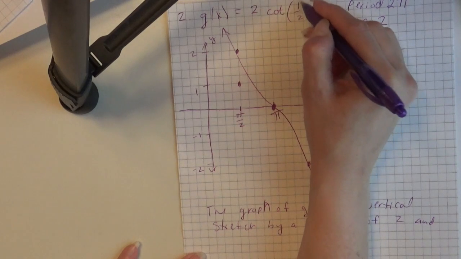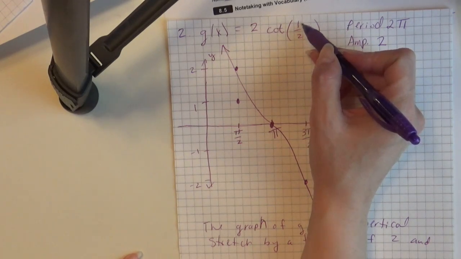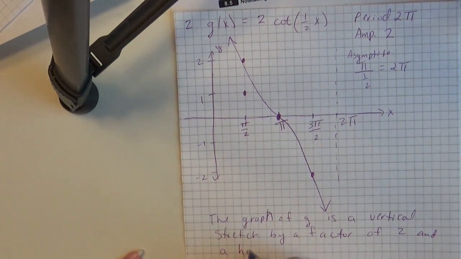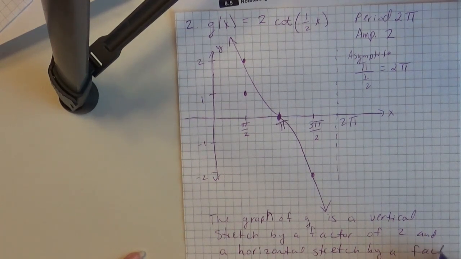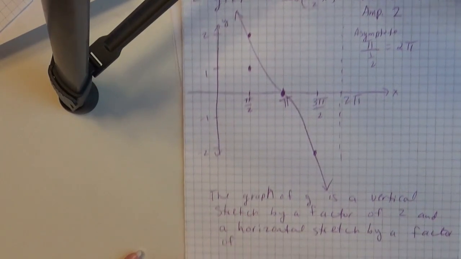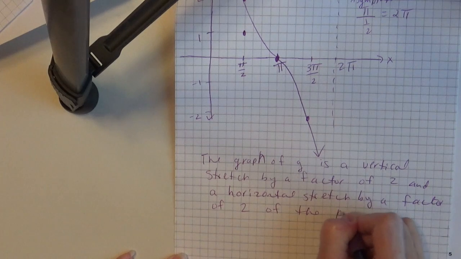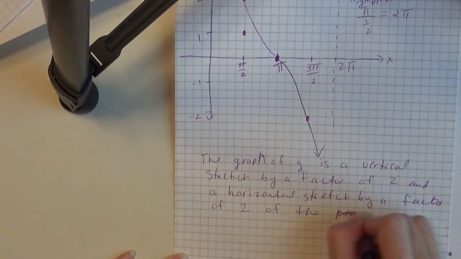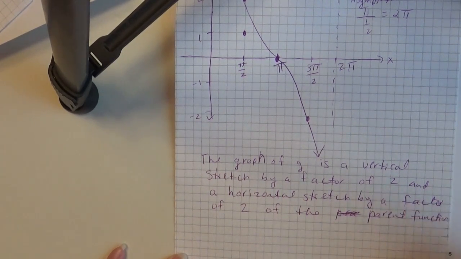and the 1/2 here means that we have a horizontal stretch and you do the reciprocal, so a horizontal stretch of 2, by a factor of 2, of the parent function. Okay, so the graph of g is a vertical stretch by a factor of 2 and a horizontal stretch by a factor of 2 of the parent function.